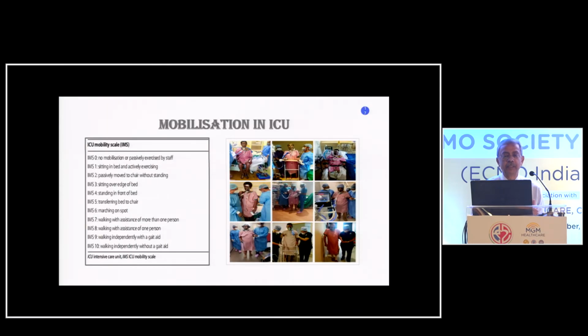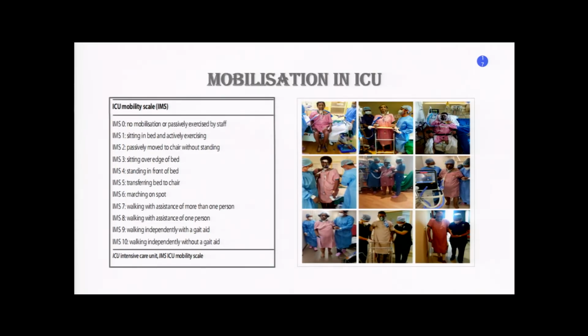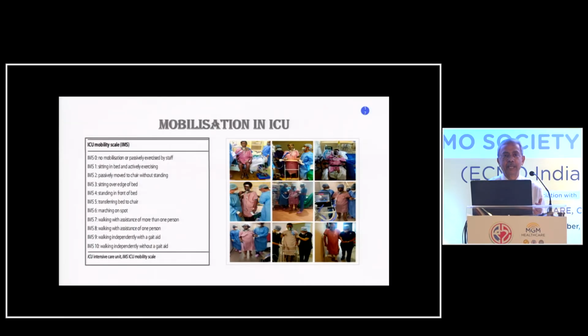ICU mobilization, we have a scale, the ICU mobility scale. We have 0 to 10 here. No mobilization or passively exercised is 0, and then it goes on to out of bed, chair sitting, standing. When it comes to standing, it is the best thing because of the weight bearing activities, and we get the best benefits there. Next comes standing and marching and walking.